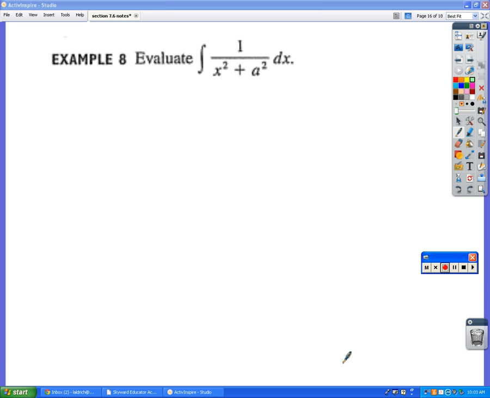The great part of this problem is it's 1 over x squared plus 1 that we're looking for, but we have an a squared. The way we are going to turn that a squared into a 1 is to factor an a squared out, and that will make that into a 1. When you do that, what does the x squared become? Right, x squared over a squared.